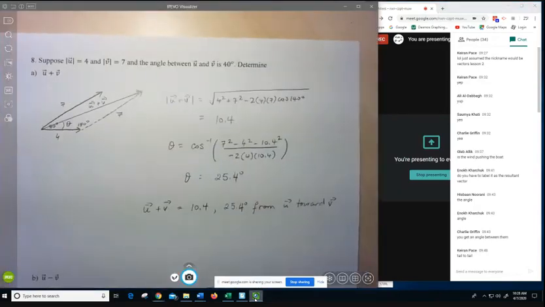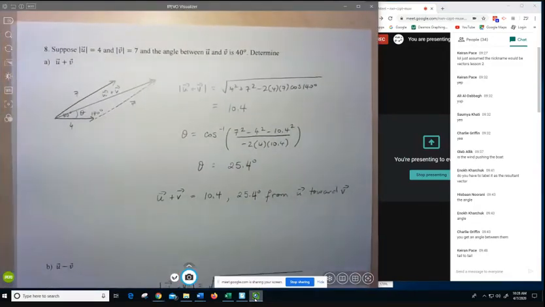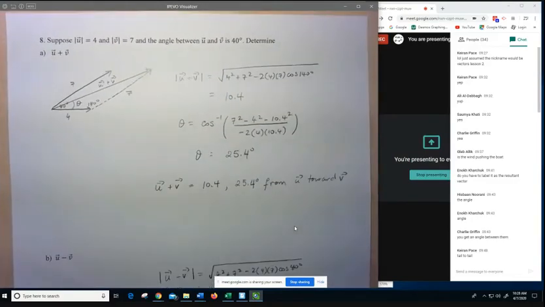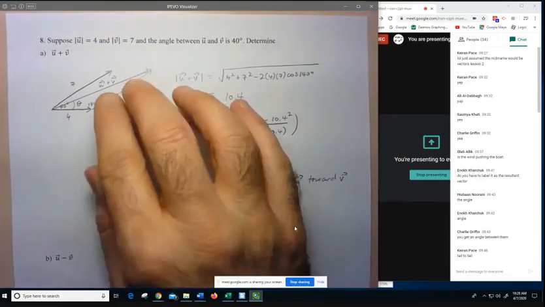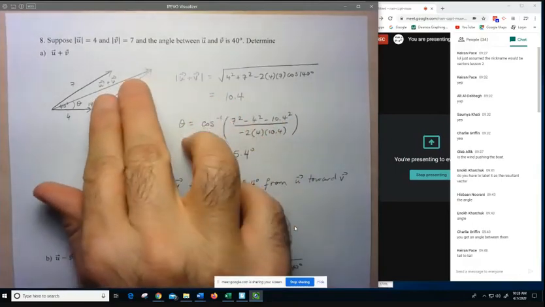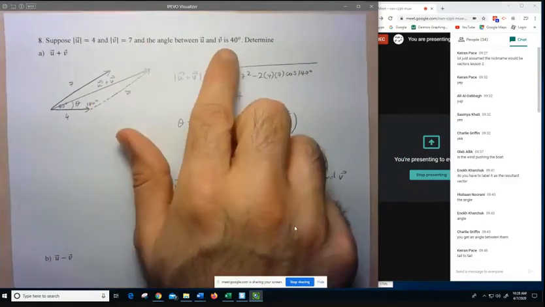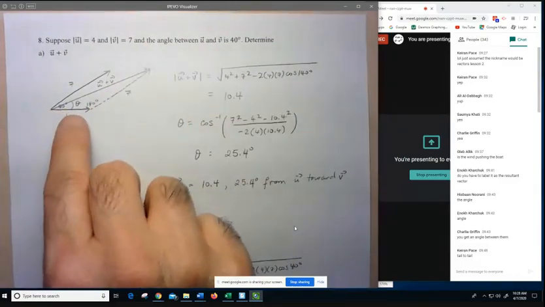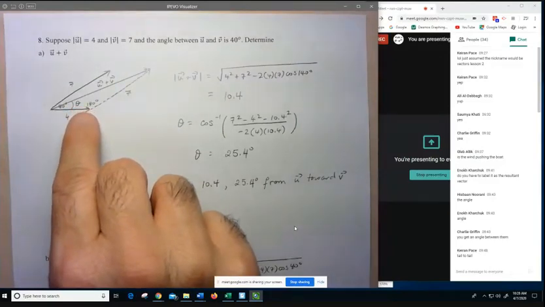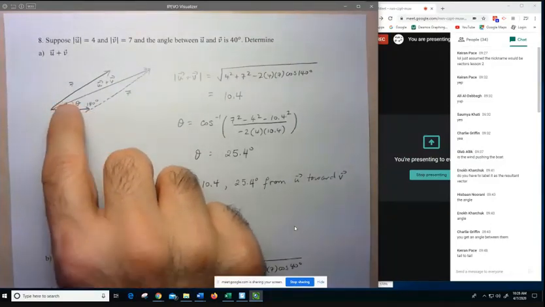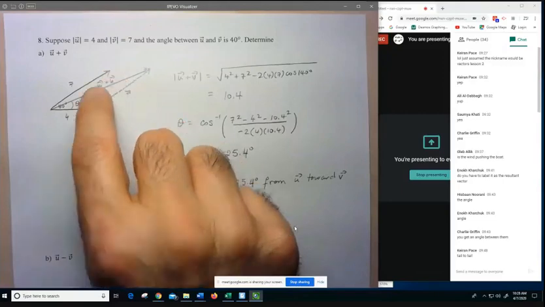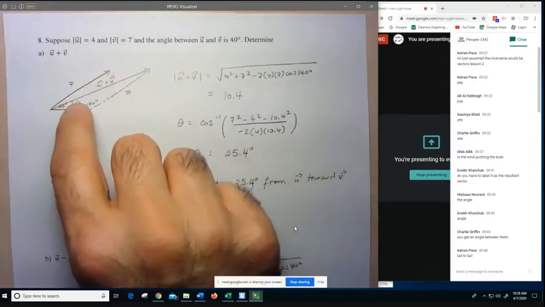So let's take a look at this first one. There's a couple of things that we have to consider in these questions that are a little different. All right, so I want you to ignore this now because the information that's given is with the angle between them. So the first thing that I drew was the vector with magnitude 4, then the vector with magnitude 7, and the angle between them is 40 degrees.